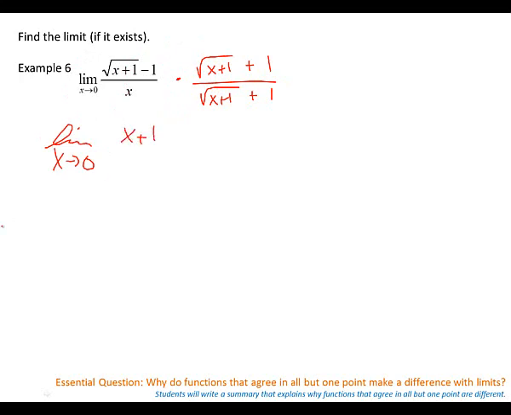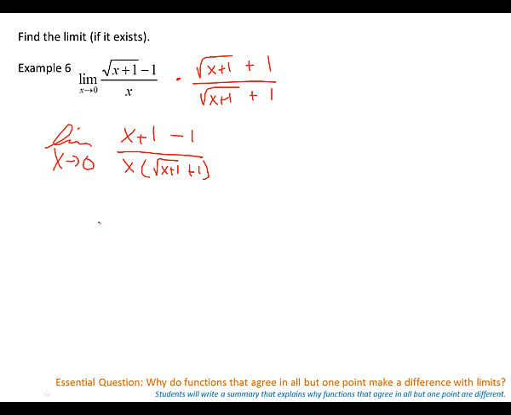Junk underneath, right? x plus 1. What's -1 times +1? -1. Awesome. Okay, in the denominator, I'm not going to distribute it. I've got x times the square root of x plus 1 plus 1, because if I distribute it, it's probably going to end up being more work. I'm only plugging in a 0, so it shouldn't be that big of a deal.